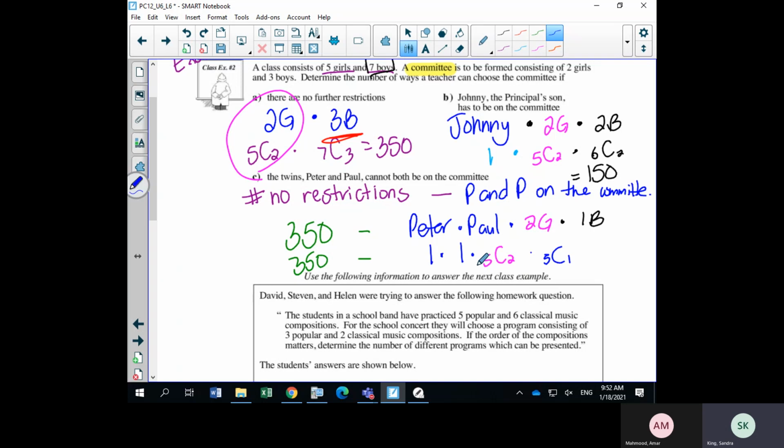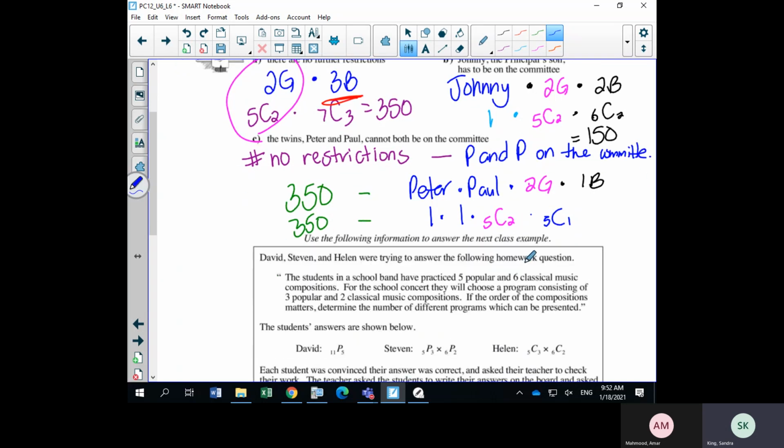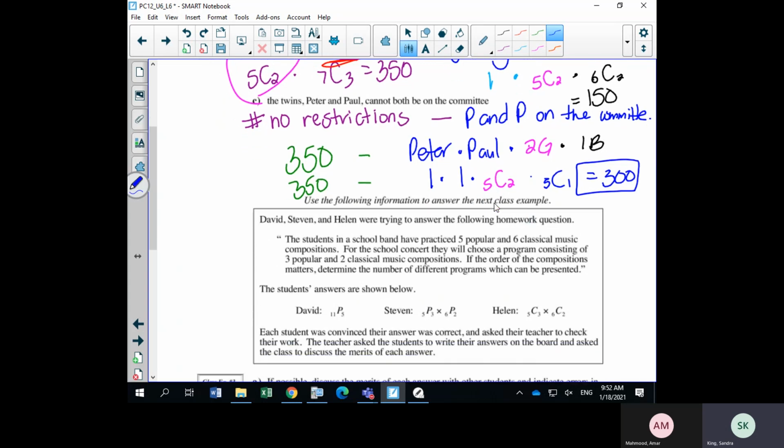What do you guys get when you multiply this together? 5 choose 2 times 5 choose 1. 50. So 350 minus 50 gives you an answer of 300.